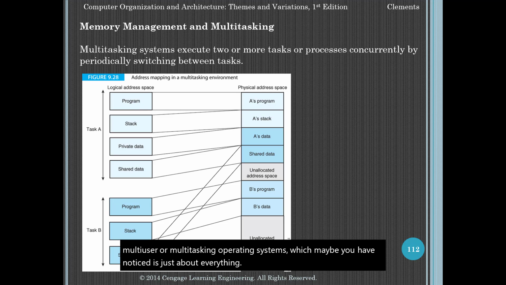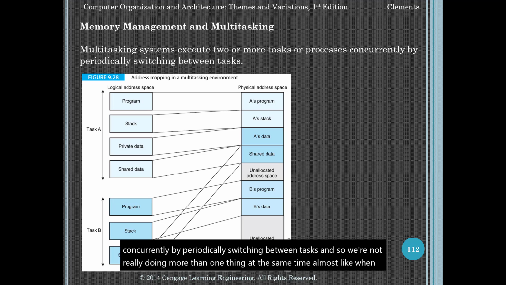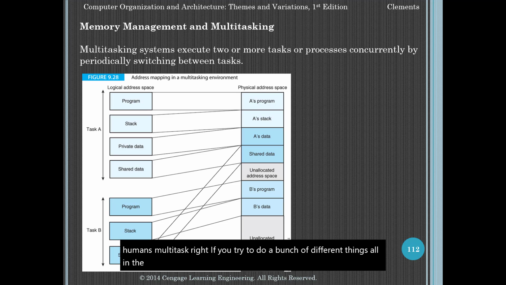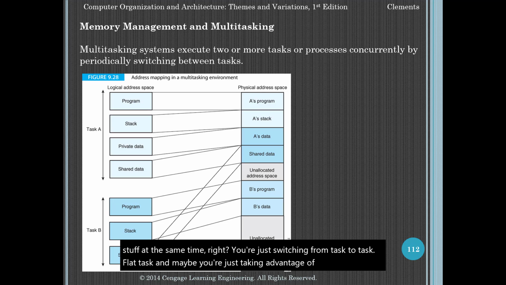So let's talk about multitasking. The whole idea of multitasking systems is that they execute two or more tasks or processes concurrently by periodically switching between tasks. So we're not really doing more than one thing at the same time, almost like when humans multitask. If you try to do a bunch of different things all in the same hour, you're not really doing them simultaneously. You're just switching from task to task, and maybe taking advantage of downtime. I know I multitask a lot as a software developer.